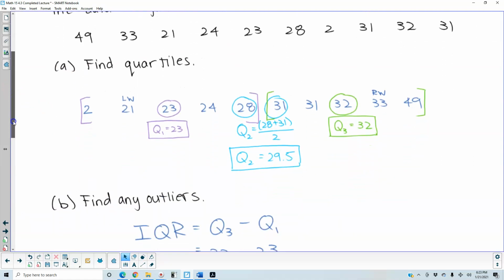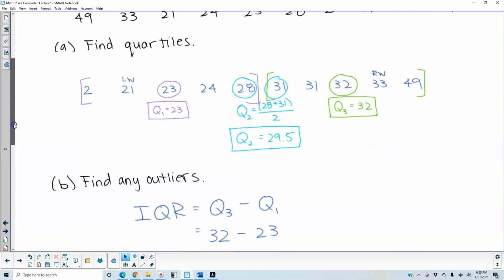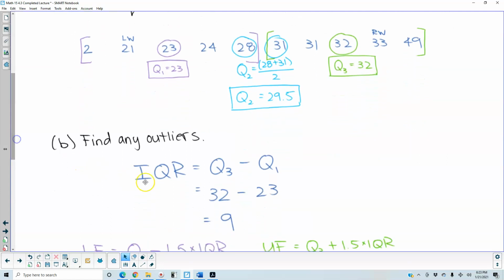Now we need to find any outliers. So in order for us to find any outliers, we need to find the interquartile range. Well, interquartile range is taking quartile 3 and subtracting quartile 1. Quartile 3 is 32. Quartile 1 is 23. So 32 minus 23 is equal to 9.